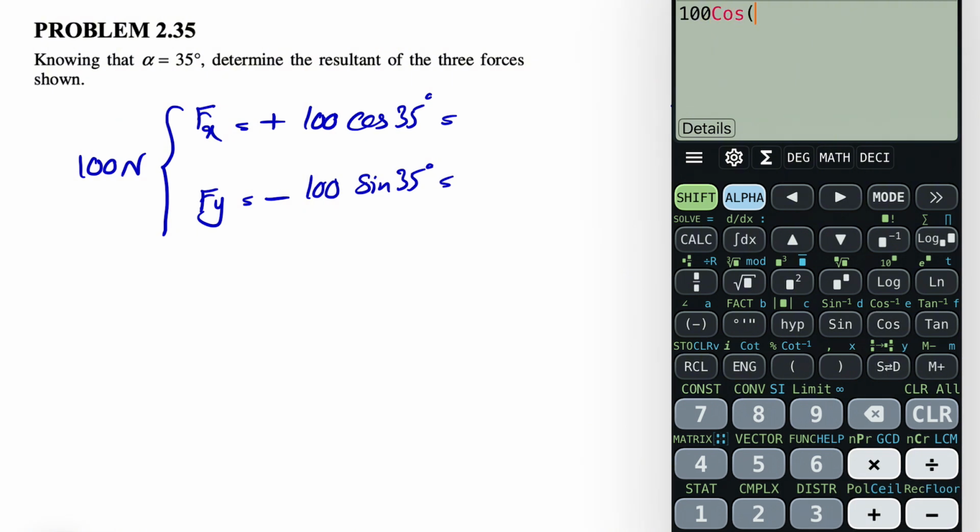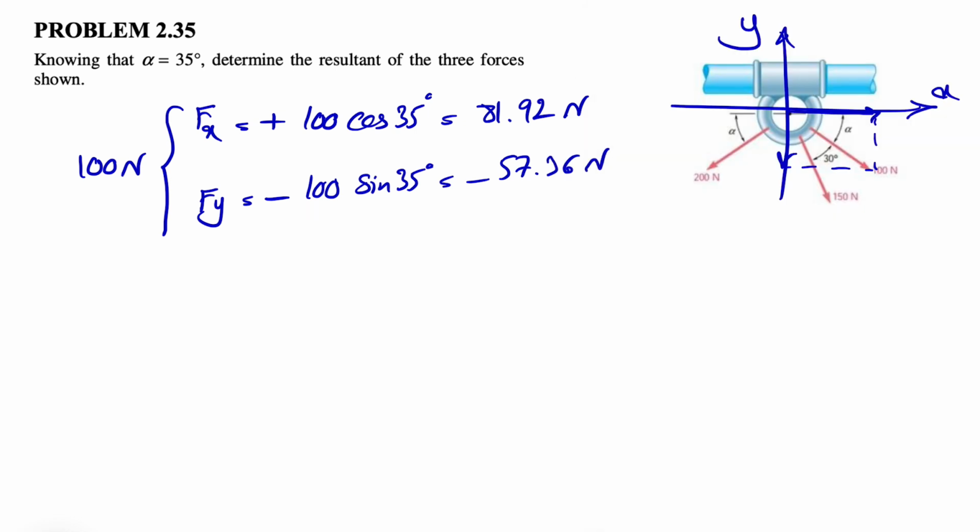So 100 cosine of 35 is going to be 81.92 Newtons. And we have 100 sine of 35, which is going to be negative 57.36. So we're going to do the same thing for the other two forces.